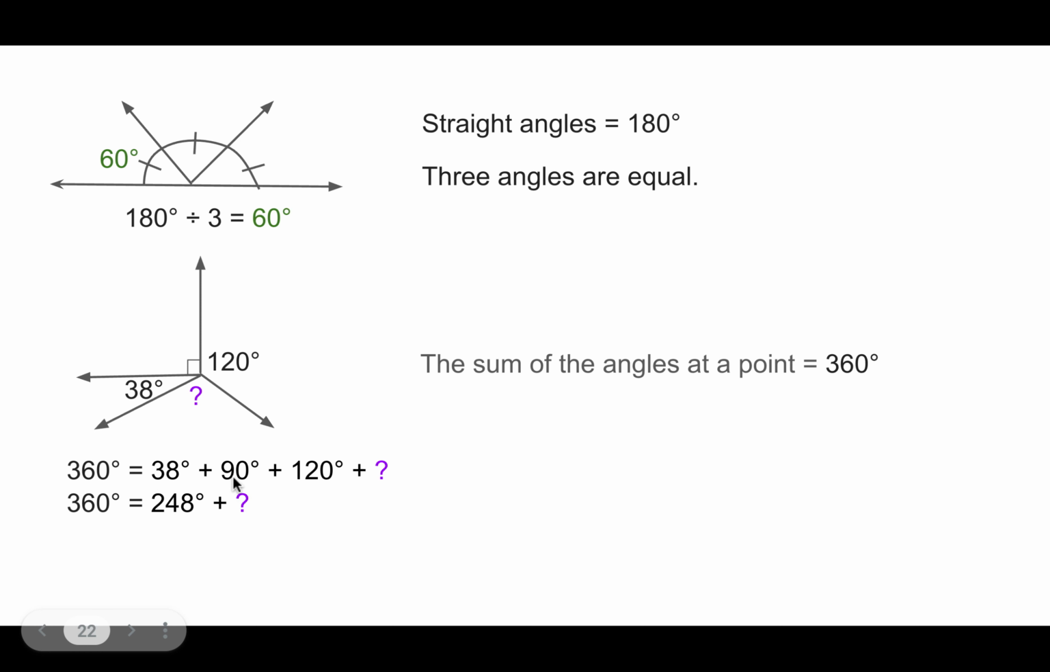The sum of 38 degrees, 90 degrees, and 120 degrees is 248 degrees. I subtract that from each side, and therefore my missing angle is 112 degrees.